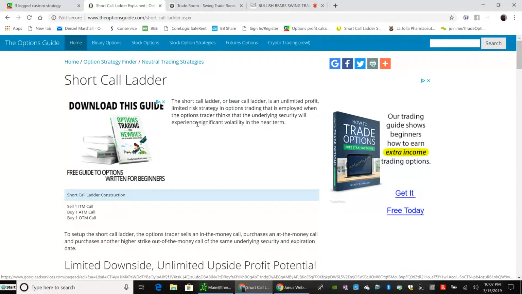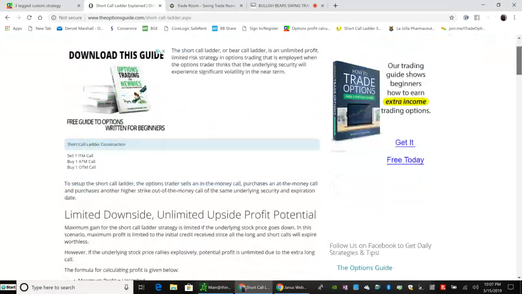So the short call ladder, or bear call ladder, as it is sometimes referred to, is an unlimited profit, limited risk strategy in options trading that is employed when the options trader thinks that the underlying security will experience significant volatility in the near term. And it's constructed with an in-the-money call that you sell. So you sell one in-the-money call, you buy one at-the-money call, and you buy one out-of-the-money call. That is how you construct your short call ladder.